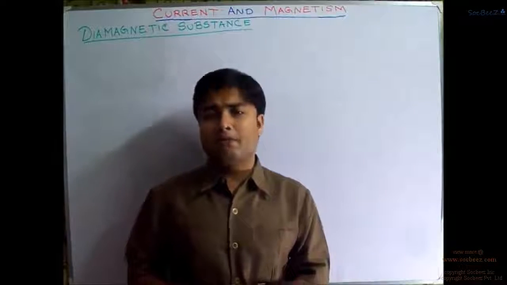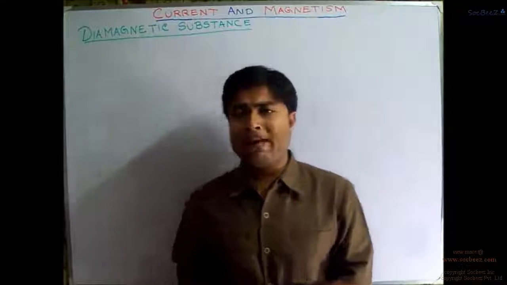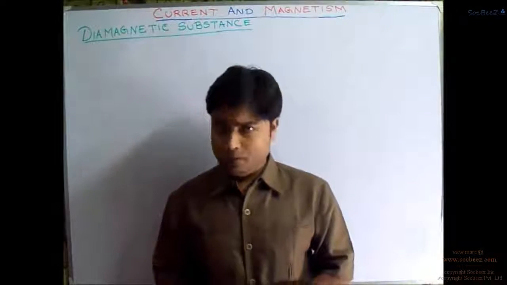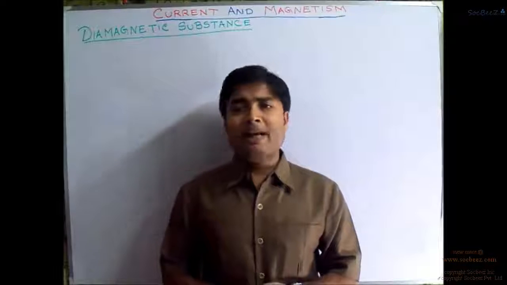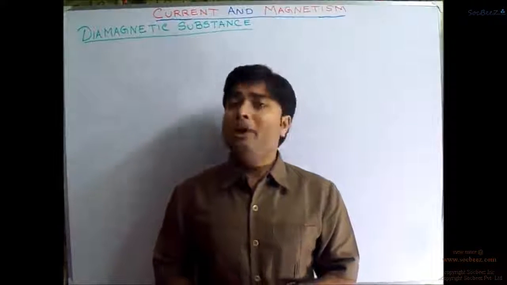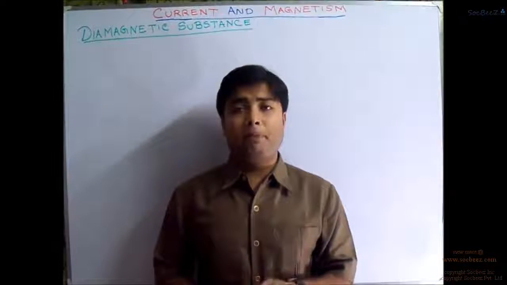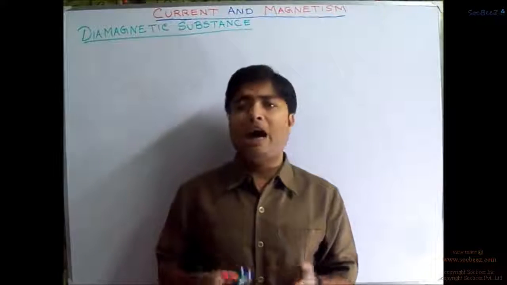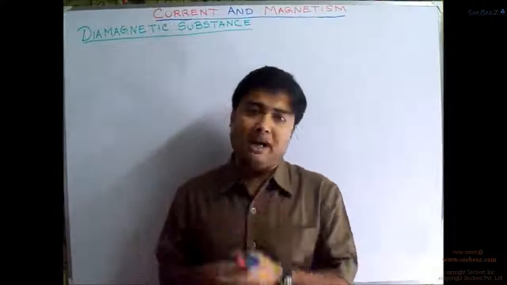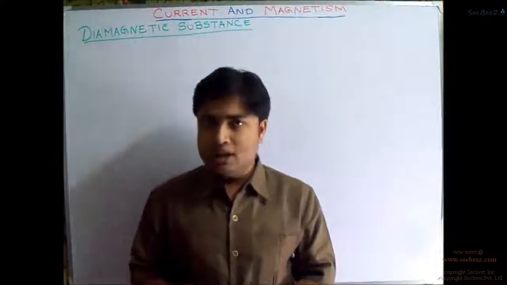Say for example, presently the topic in hand is the diamagnetic substances, right? Now the diamagnetic substances are those substances which are actually repelled by a magnet, or a bar magnet, or a temporary magnet or a permanent magnet, right?